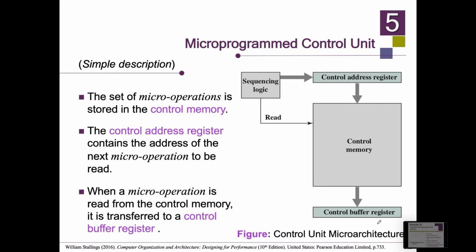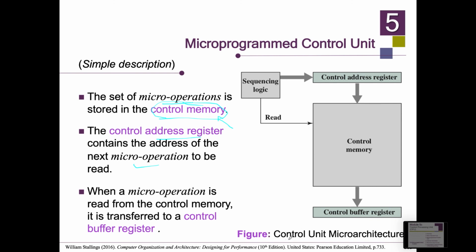So under microprogram control unit, this is a simple description for your micro operation. The set of micro operations is stored in your control memory. That is the task for your control memory: it's going to store the set of micro operations. The control address register contains the address of the next micro operation to be read.